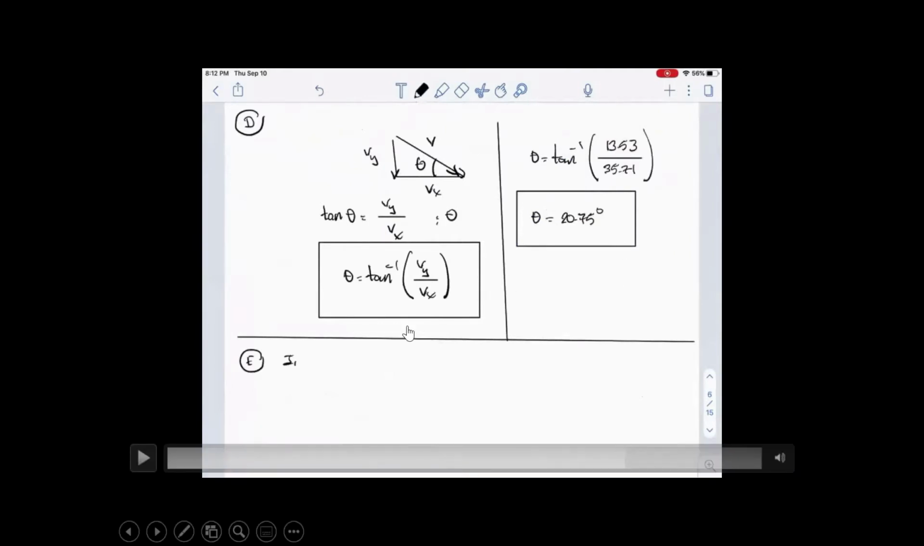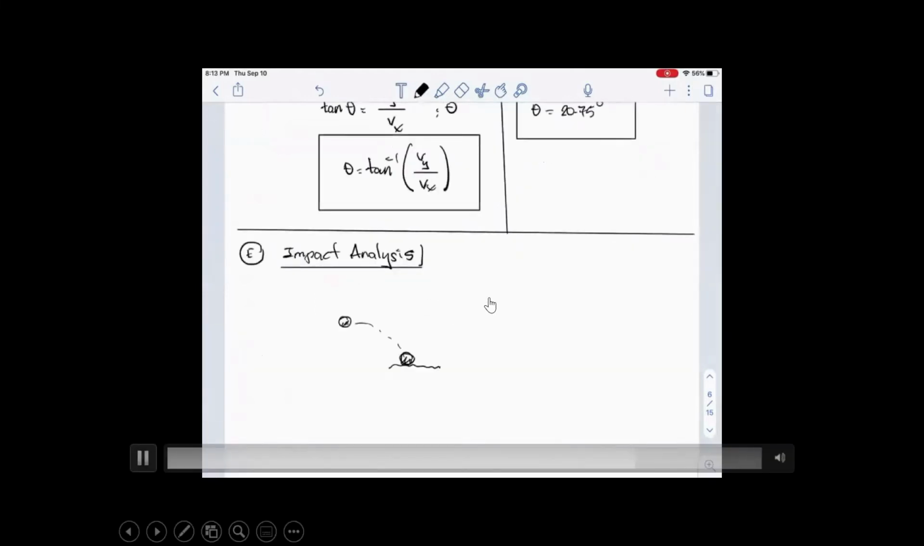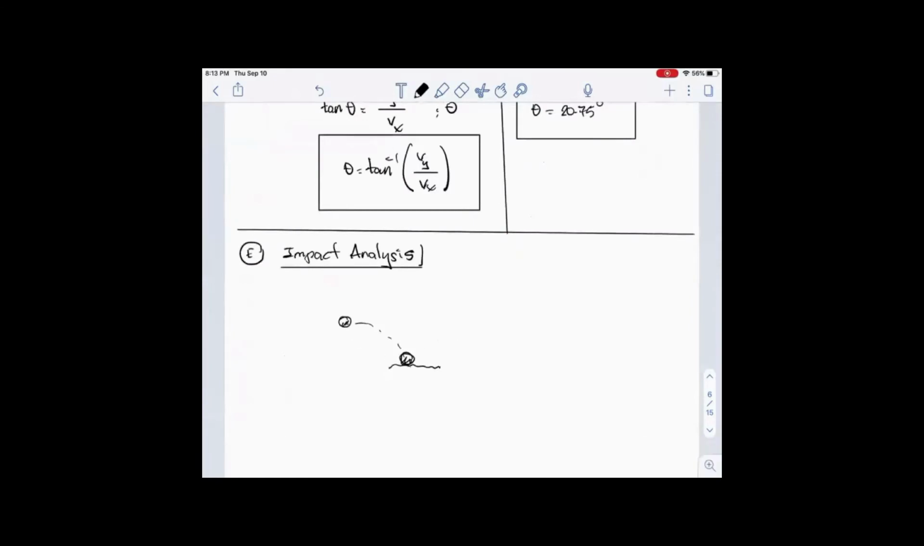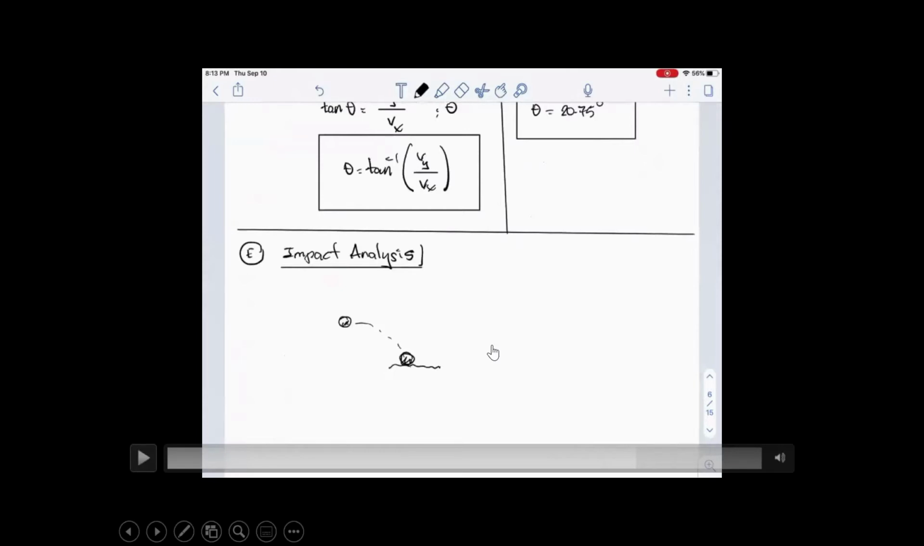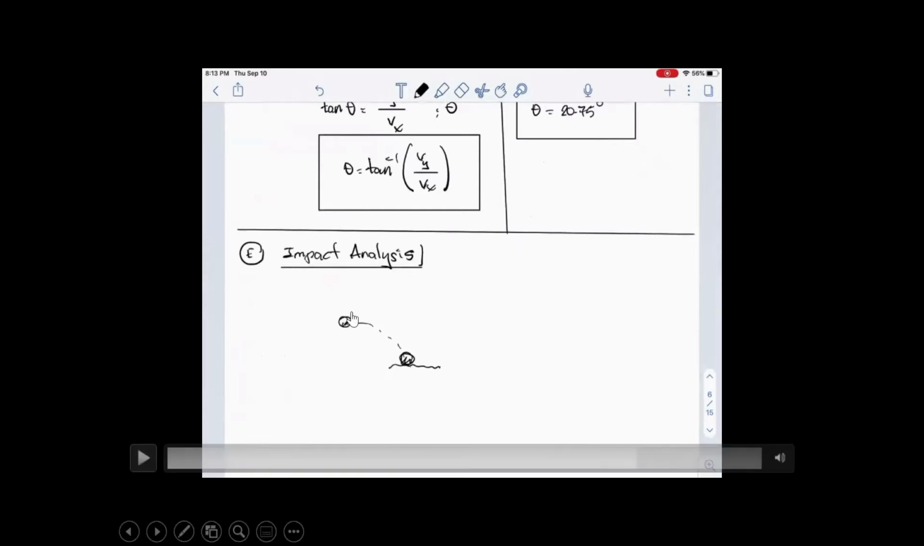Next thing I'm going to do is tie the projectile motion to impact, and then we'll do an impact analysis. All right, so let's analyze the impact. There will be some assumptions that go into this, and I'm going to clarify every single assumption as I'm making it, because the accuracy of the results will depend on the accuracy of the assumptions. So I'll justify the assumptions as I make them.